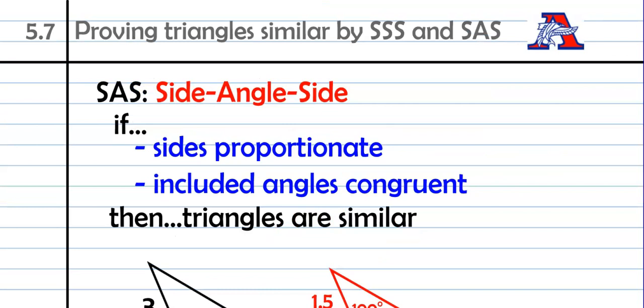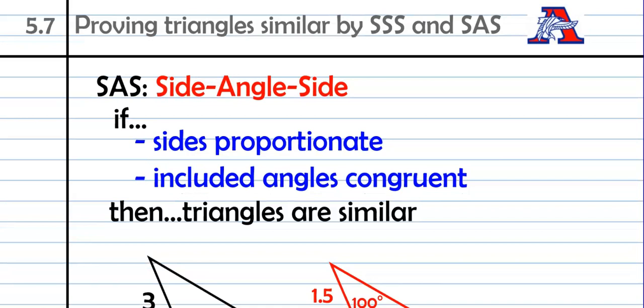The second one we're going to talk about today is SAS, which stands for side angle side. Again, very similar to what it was with congruency, except we're not looking for the sides to be congruent. We're looking for them to be proportionate, so basically the scale factor between them to be the same. But we are still looking for that included angle, the angle between the sides, to be congruent. If that's the case, then your triangles are similar.